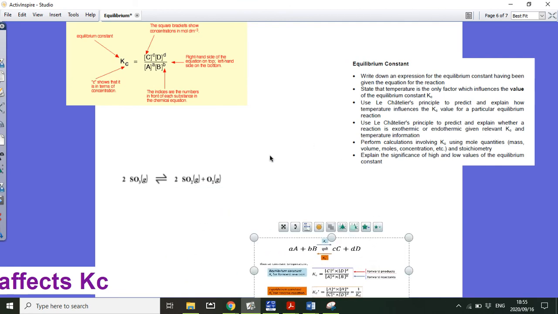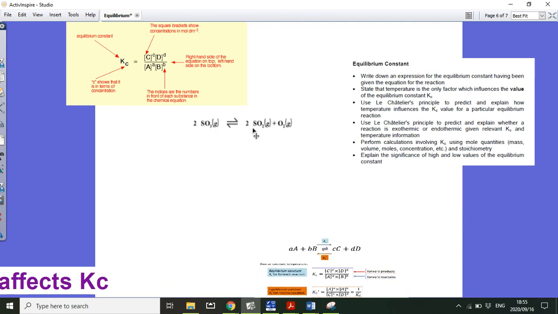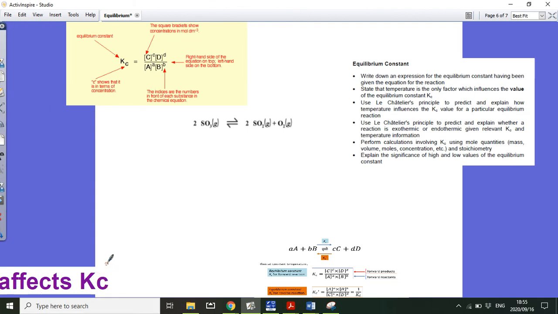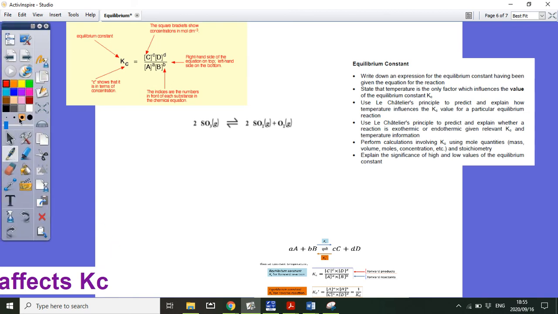So I'm just going to write down the equilibrium constant for this reaction. Kc just means the C means concentration. You also have Ka and Kb in the acid base and Kw for water. So they're all just equilibrium constants.